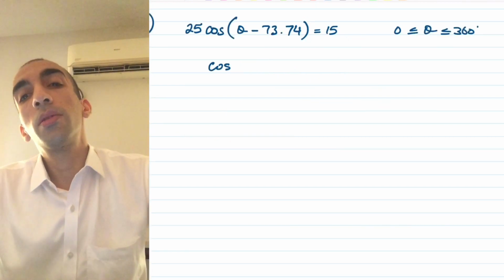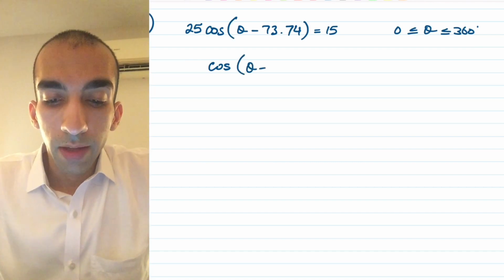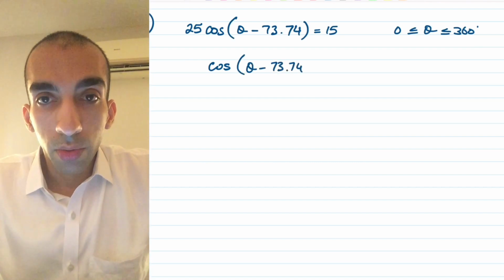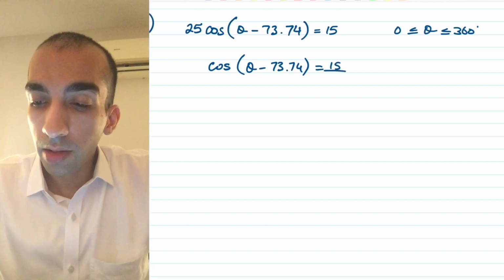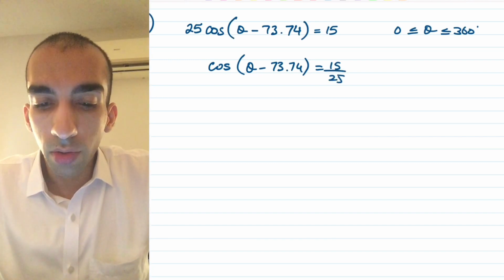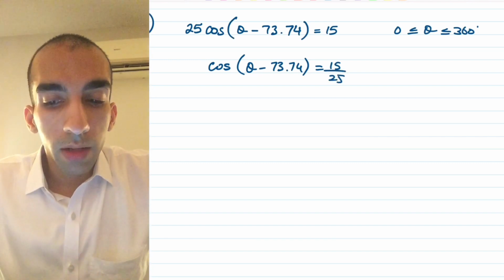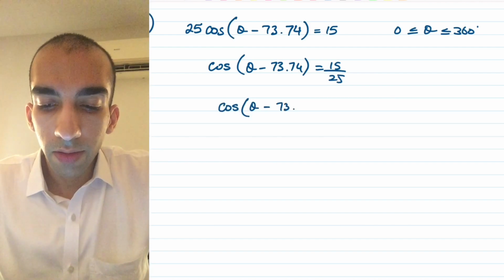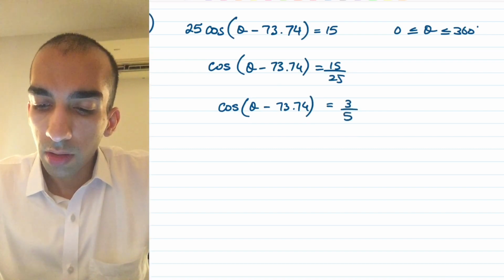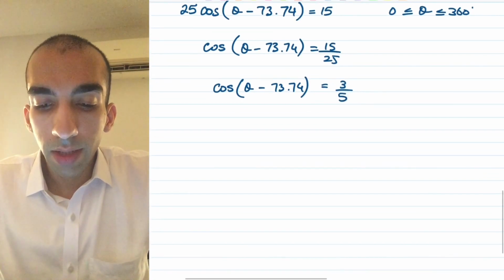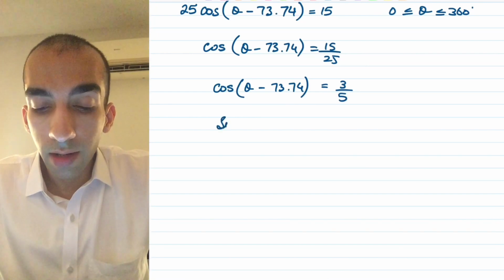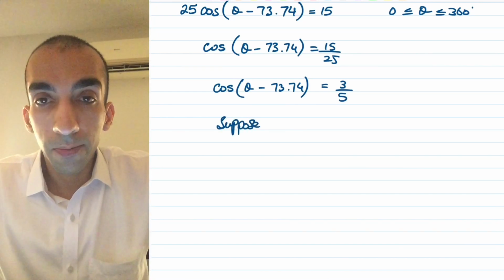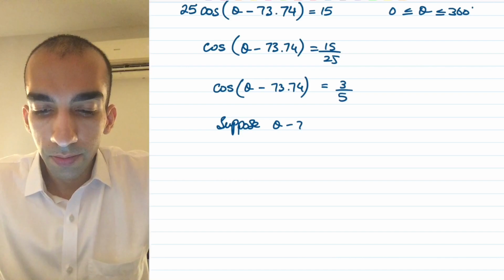Now if you've seen my videos in the playlist, whenever the angle that you're taking the cos of and the angle in the range match, only then can you solve it. So I'll tell you what I mean. First of all, let's get rid of the 25. cos theta minus 73.74 is equal to 15 over 25, which can simplify to 3 by 5. Now theta minus 73.74 is the angle, and it does not match with the angle that we have in the range.